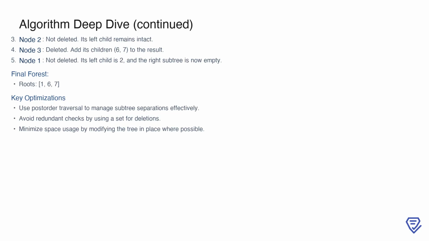Key optimizations in this approach include using post-order traversal to handle subtree separations effectively, leveraging a set for O(1) deletion checks, and minimizing space usage by modifying the tree in place. This ensures that the solution is both efficient and scalable, even for large trees.